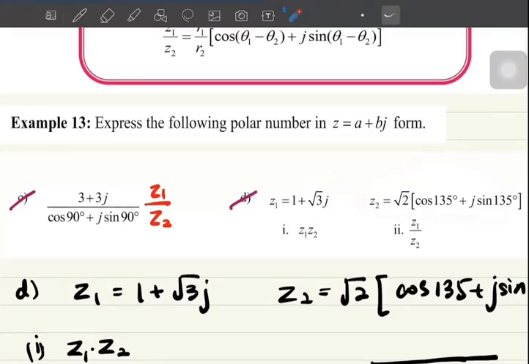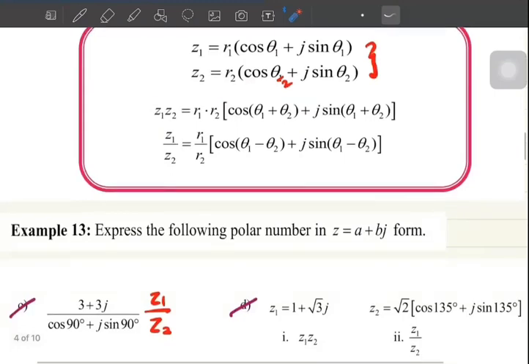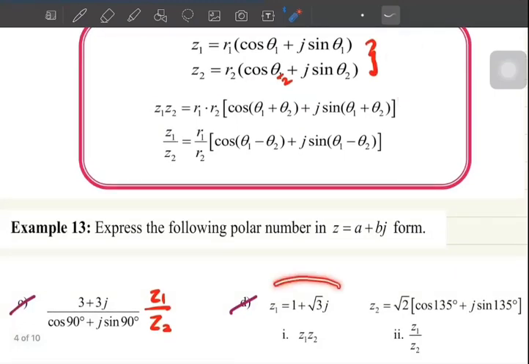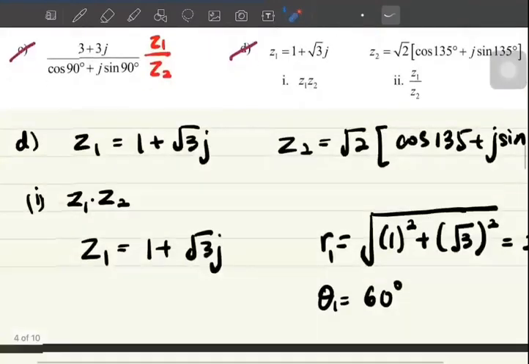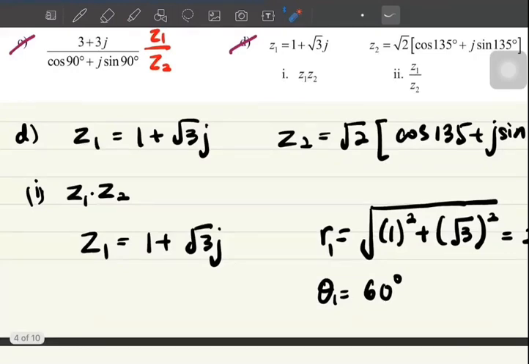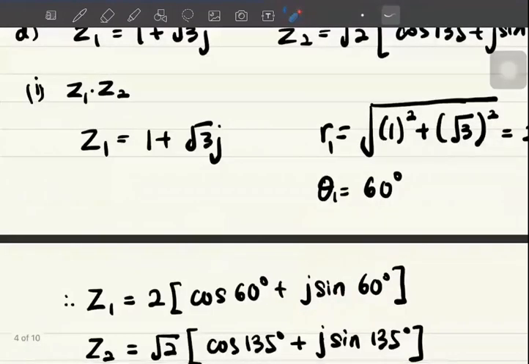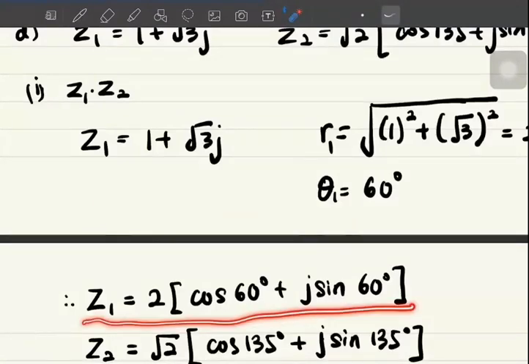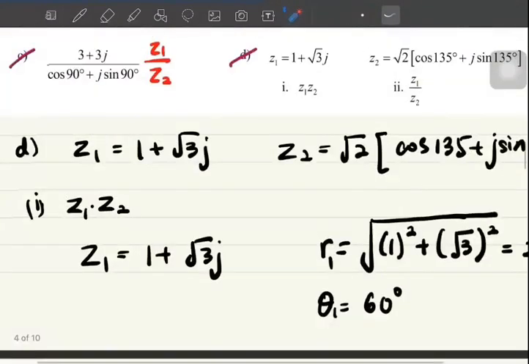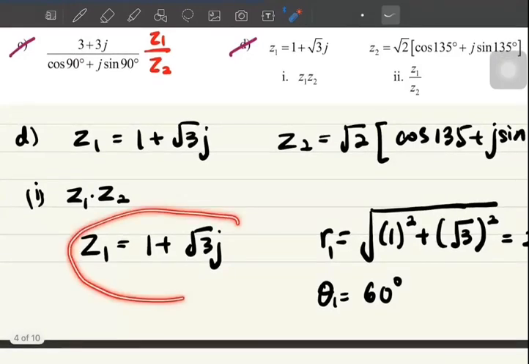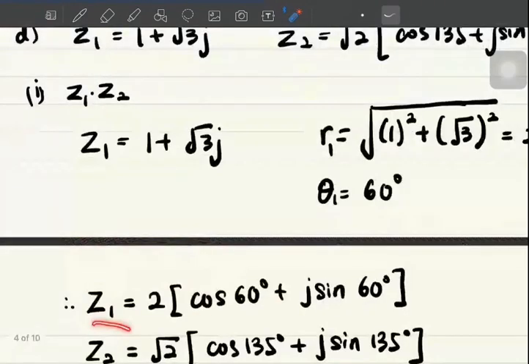So if you want to use this theorem, you need to express your Z1 in polar form first. Once you have converted it to polar form and your Z2 is in polar form, then only you can use this theorem. So that's why the first step is we need to find the modulus, find the argument and write it in polar form. So now we no longer use Z1 as the square root 3 expression. We will use this one.